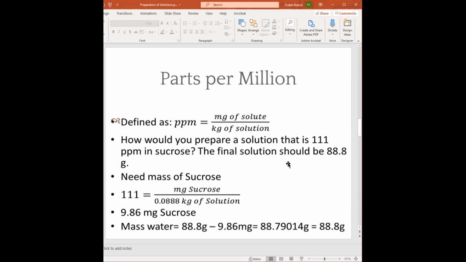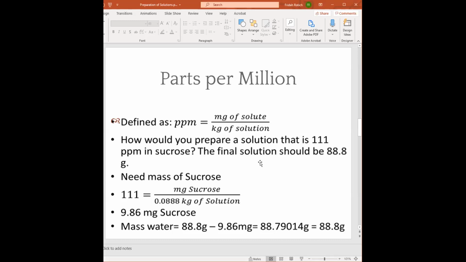So again, we have an example here. How would you prepare a solution that is 111 parts per million in sucrose? The final solution should be 88.8 grams. So again, we look at the variables that we have been given. We have 88.8 grams as the mass of the final solution, and we just have to convert that to kilograms by dividing by 1,000. And then we also have 111 parts per million.